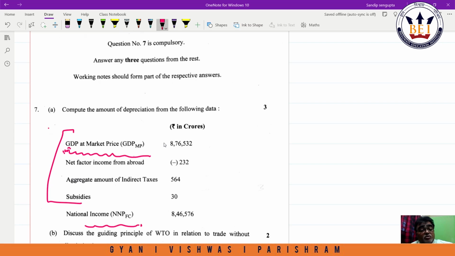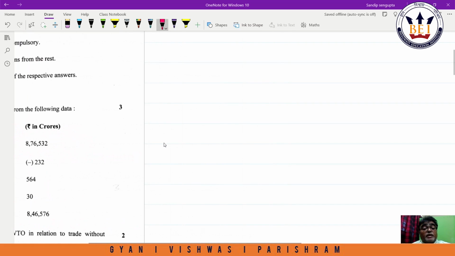My first objective is, if I am able to find GNPFC from here, then GNPFC minus NNPFC will come out as your depreciation. I repeat, GDP-MP is given. Our job is to find out from all these entries GNPFC minus NNPFC. So now I'll work this out.